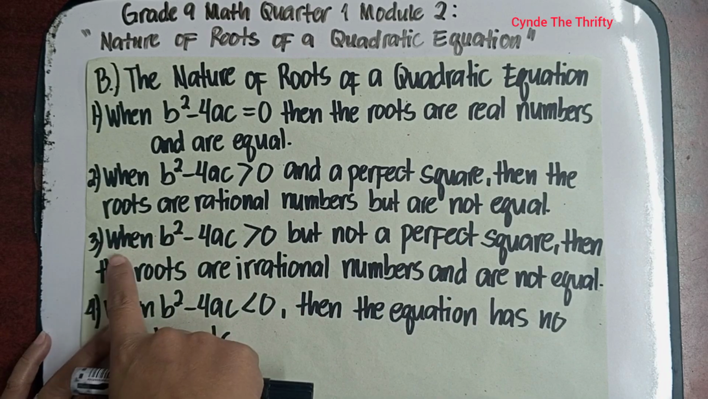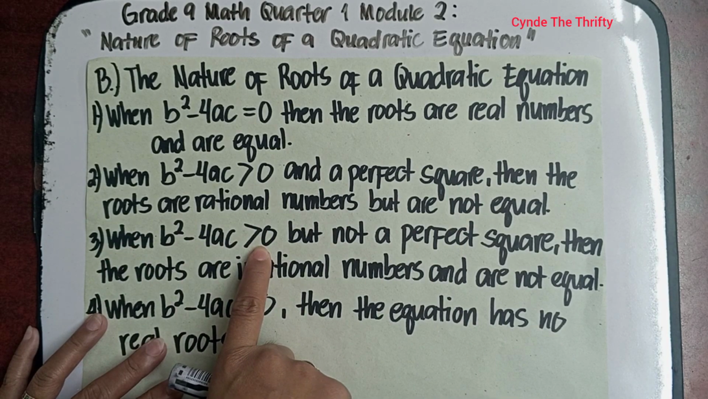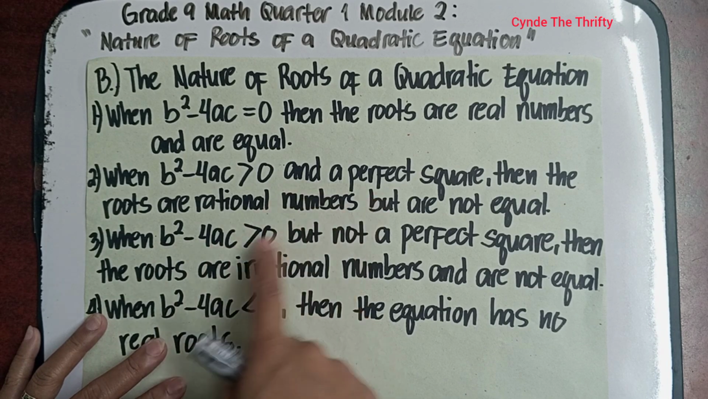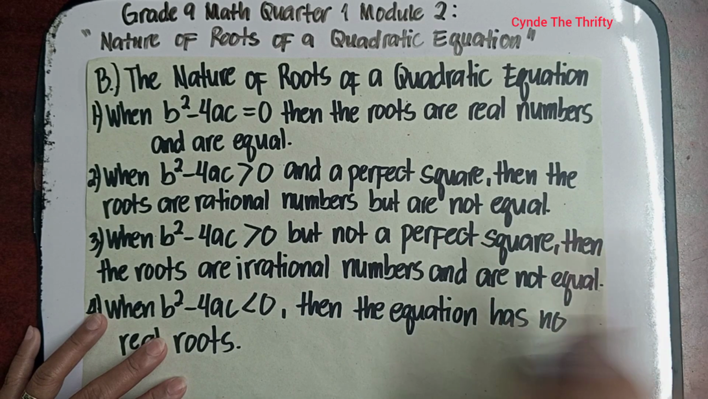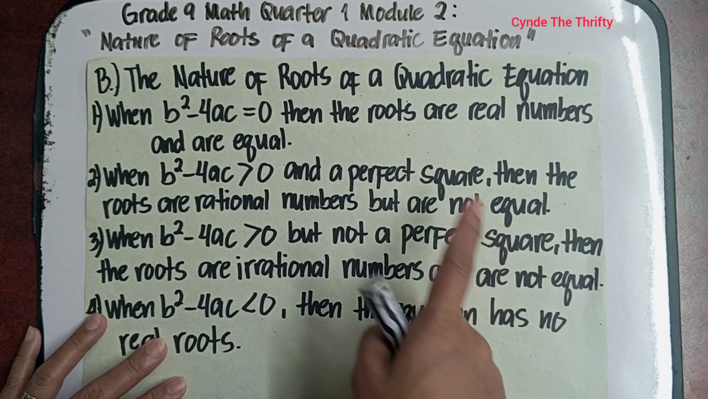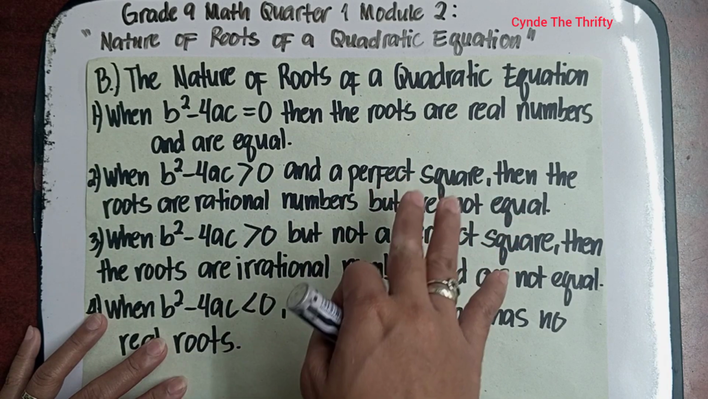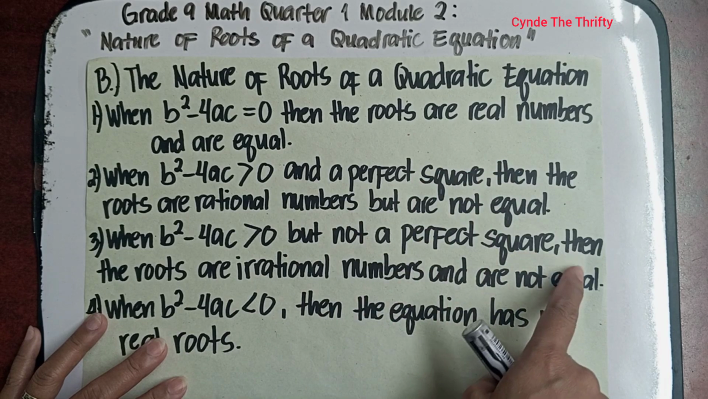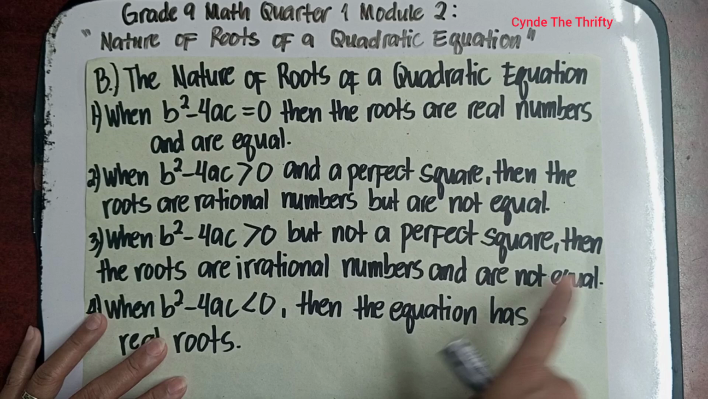Third naman, when b squared minus 4ac is greater than 0, okay, so kung ang value ng iyong discriminant is mas malaki kaysa sa 0, but not a perfect square. Pero hindi siya perfect square. Ibig sabihin, gaya ni 1, ni 3, ni 5, hindi yun mga perfect square. Ni 6, hindi yun mga perfect square. Then, the roots are irrational numbers and are not equal.